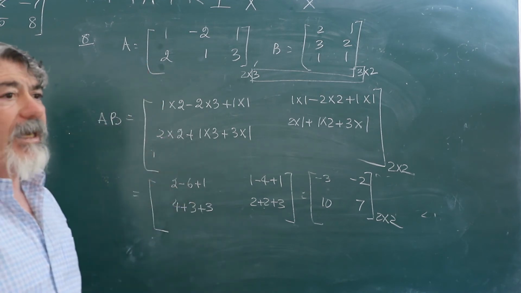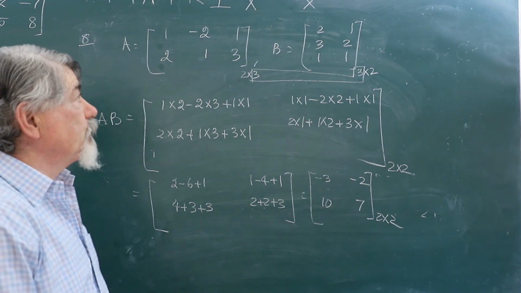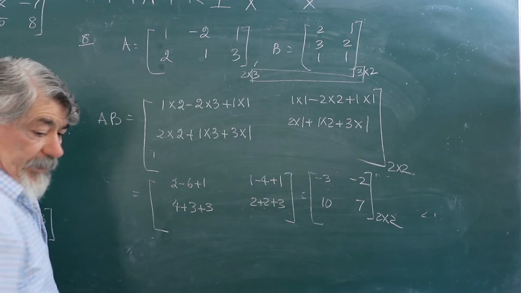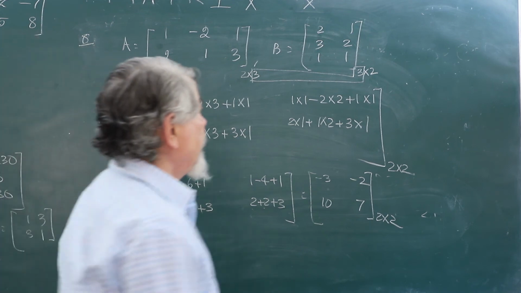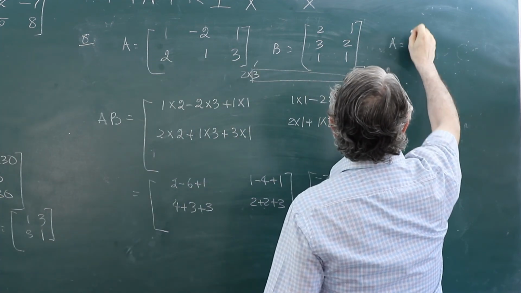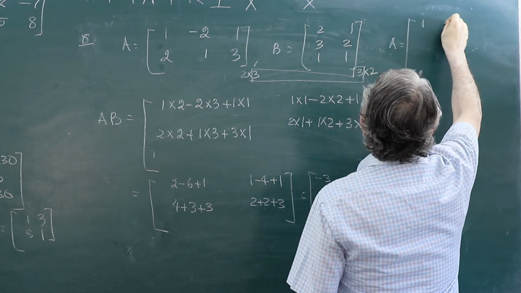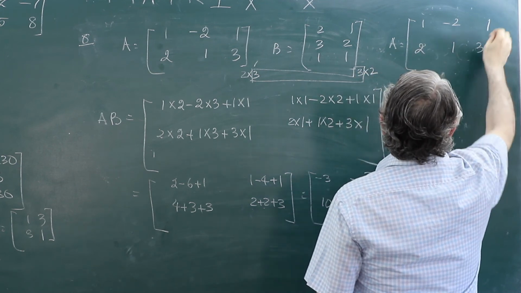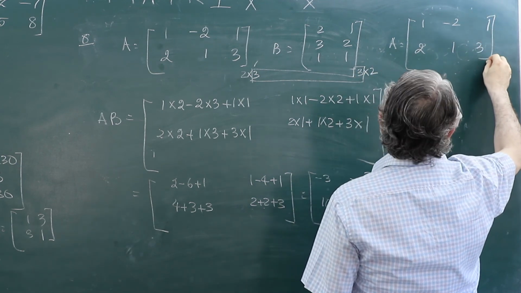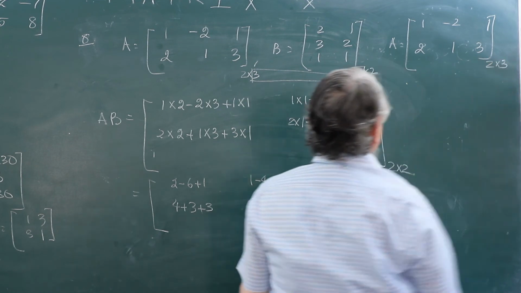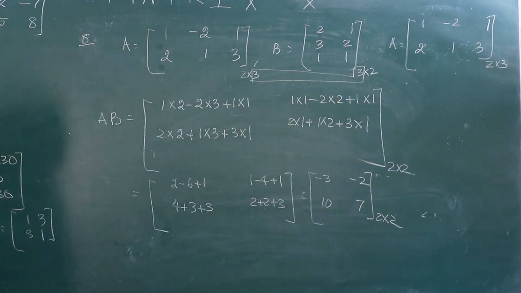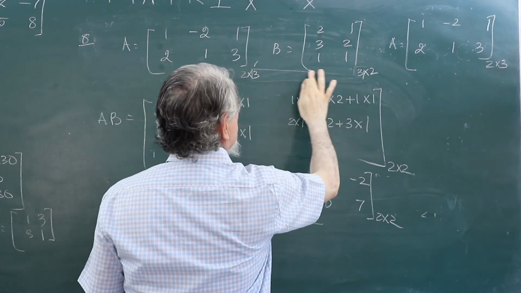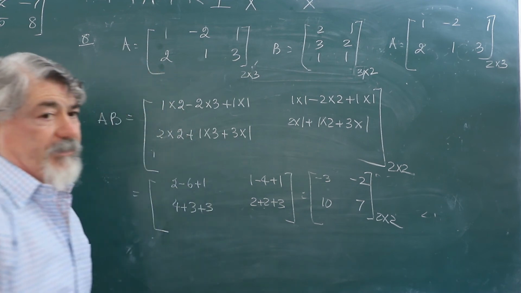Now he's saying you have calculated A into B. Is it possible to calculate B into A? Let me write A here again. What is A? 1, minus 2, 1, 2, 1 and 3. The order of this matrix is 2 into 3. Now let us see whether this is possible or not. Again we will check. Now we are multiplying B into A. That means we have to take the B matrix as the first matrix.